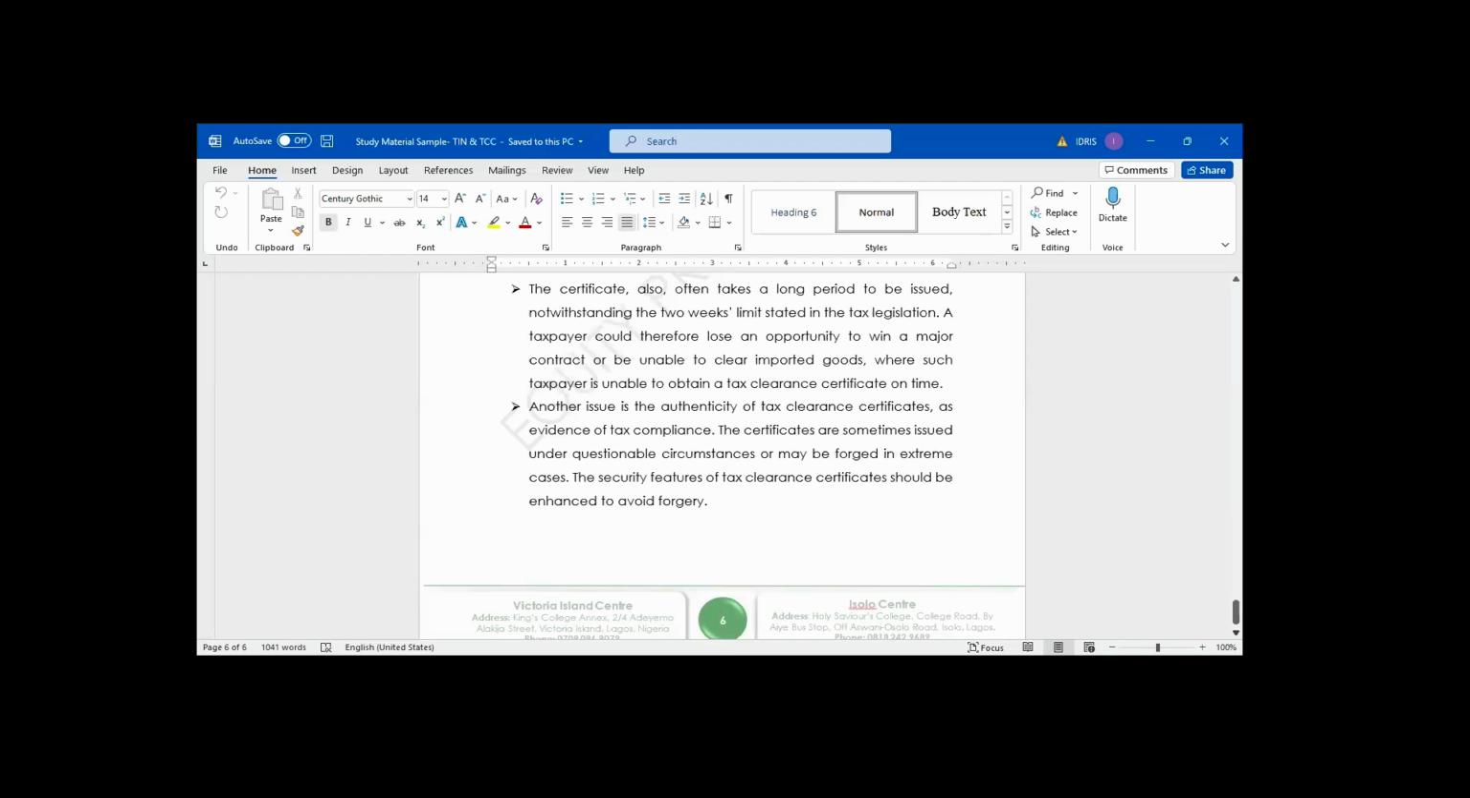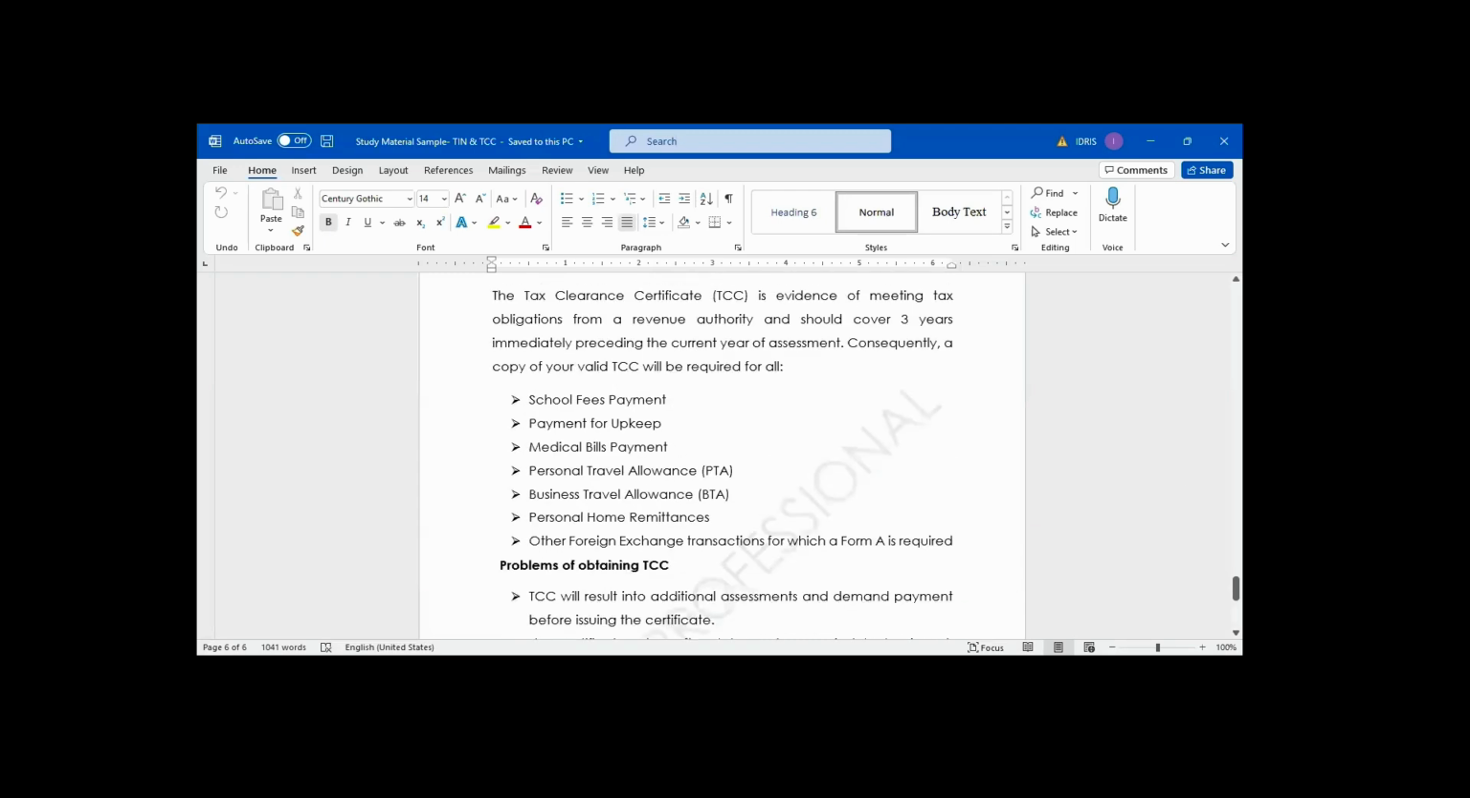When they know that this person, they cannot issue the tax clearance certificate to him, or they ask him to go and pay some amount that is too high, they will go and help him to do some fake or forgery tax clearance certificates. So these are the problems of obtaining tax clearance certificates.